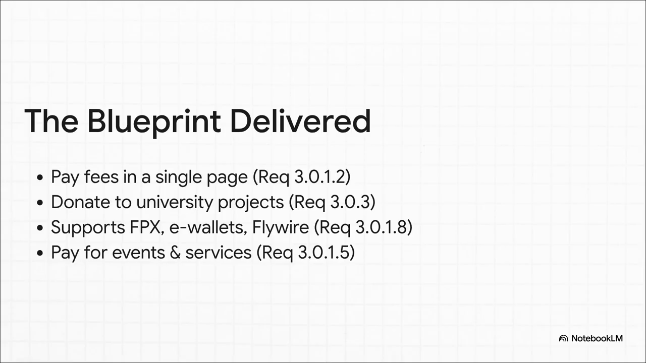And this right here is the aha moment. You can draw a direct line from every single feature you see back to a specific line item in that blueprint. The ability to pay multiple fees, yep, that was requirement 3.0.1.2. The donation portal, that was 3.0.3. Support for all those different payment types, requirement 3.0.1.8. Every simple feature is the direct result of a specific, documented requirement.